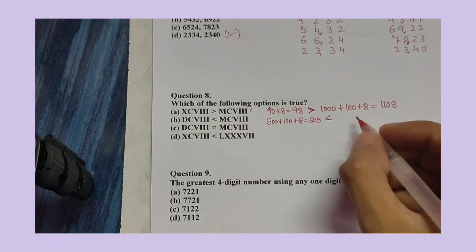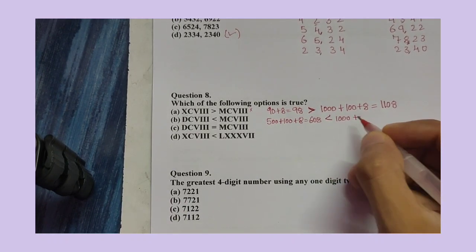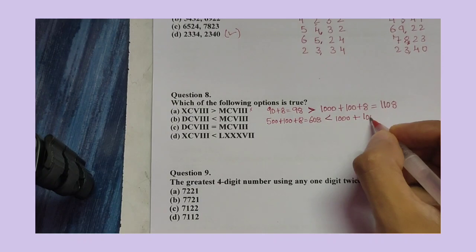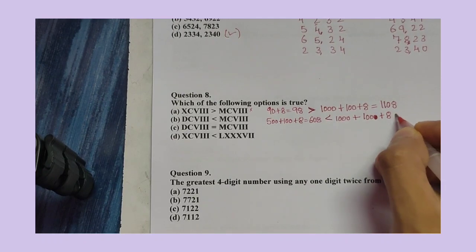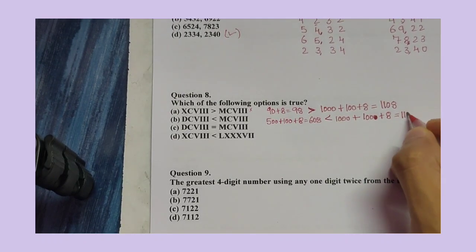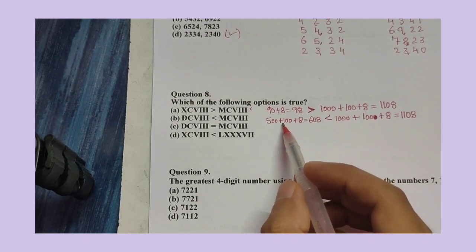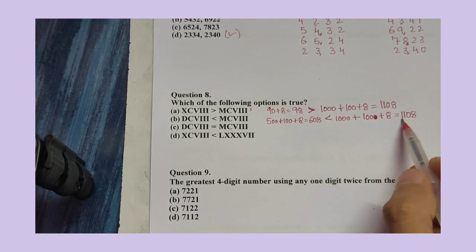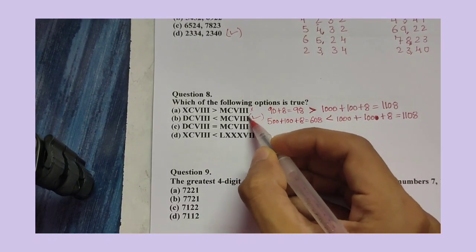And M is representing 1000 plus C representing 100 and V and triple I representing 8. Okay, it's 100, sorry, and 8. So it is making 1108. So here we got the answer. This is the right condition, right? 608 is less than 1108. So we got our answer as option 2.